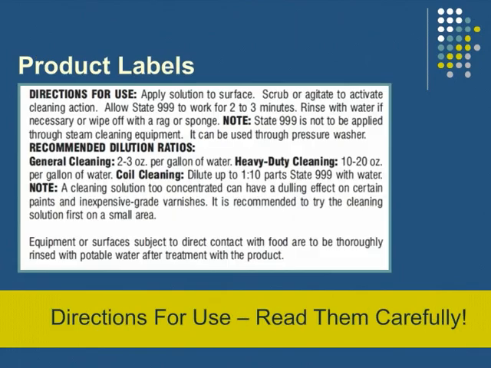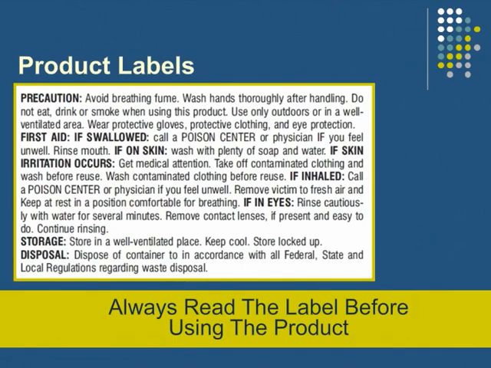Elsewhere on the label, you will find several important pieces of information. The first is directions for use. These are very important, not only to receive the best possible results, but also because using the product in ways it was not designed for can be a safety issue. Additional information you will find on the label are precautionary statement, first aid instructions, storage information, and disposal instructions.